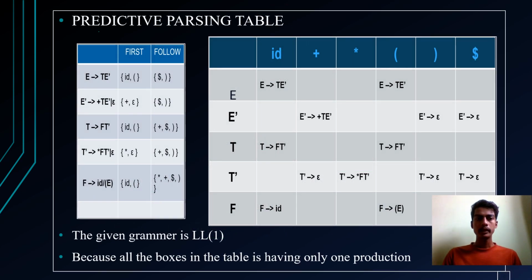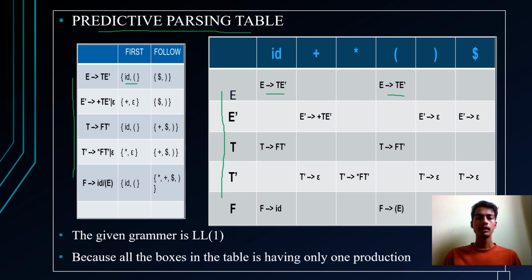Here to construct the predictive parsing table, we need first and follow for each and every production. We constructed the first and follow for the given grammar. To construct the predictive parsing table, we have totally 5 non-terminals, that is E, E dash, T, T dash and F, which are represented in rows, and symbols like id, plus, star, open parenthesis, closing parenthesis and dollar are represented in columns. Now let us consider first of E. First of E is nothing but id and opening parenthesis. In place of id and open parenthesis we write the production E tends to T E dash.